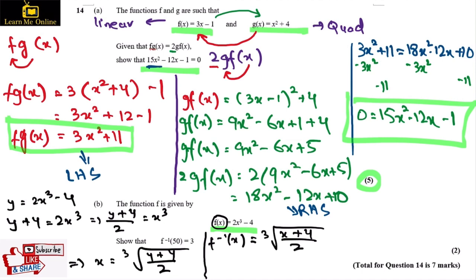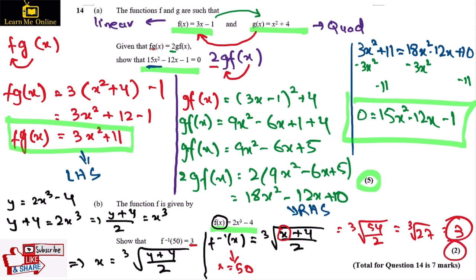Because we have to find out what the f inverse of 50 is, it means the x value is 50. You sub in 50 here. So when you do 50 plus 4, it would be 54 over 2. And half of 54 is 27. And the cube root of 27 would be 3. So here the whole thing equals 3, and that's what we're supposed to show as well. This is for 2 marks.